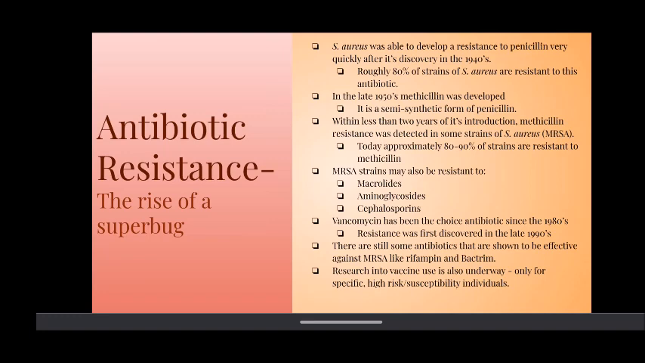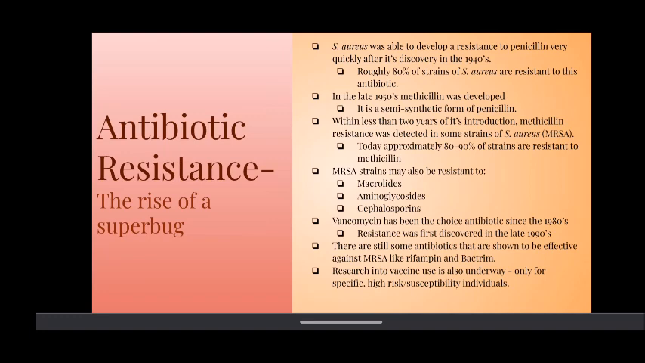And today, roughly 80 to 90% of strains will be methicillin resistant. And MRSA is not only resistant to methicillin, but also to macrolides, aminoglycosides, and cephalosporins, which are different types of antibiotics. Vancomycin very quickly became the antibiotic of choice around the 1980s, but very quickly in the 1990s, resistance was discovered in some strains of MRSA itself and is known as vancomycin-resistant Staph aureus or VRSA.